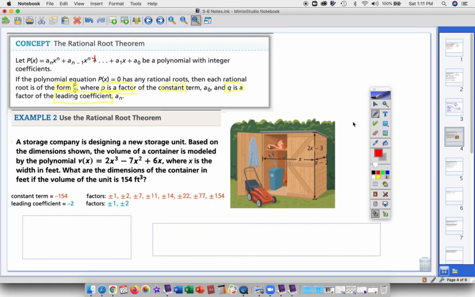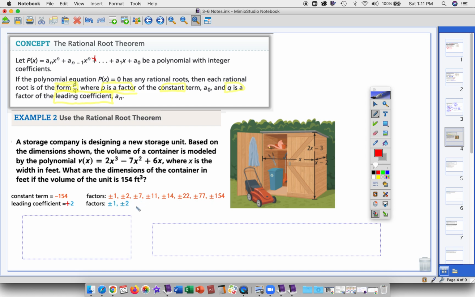I don't know why there's a negative there. That should be a positive 2. It doesn't really matter because the factors can be positive or negative. So if we set up all of the possibilities, we would have all of these numbers over 1, and then we would have all of these numbers over 2.